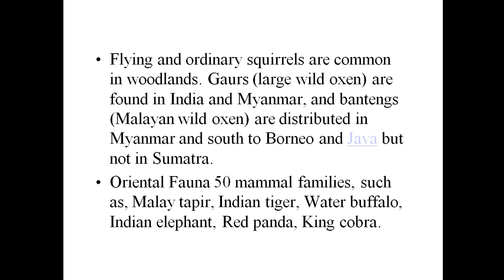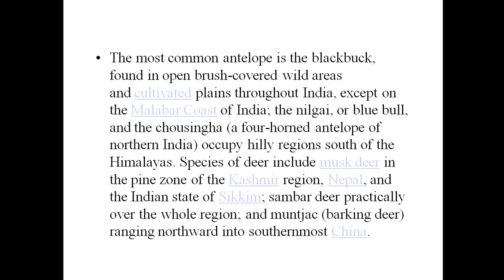So, if you summarize them, the Oriental fauna has around 50 mammal families. Most important ones are the Malay tapir, Indian tiger, water buffalo, Indian elephant, red panda. The king cobra is not coming under the mammals, but it's also very unique. The most common antelope is the blackbuck, found in open bush-covered wild areas and cultivated plains also. Nilgai or bluebull, four-horned antelope, chousingha.